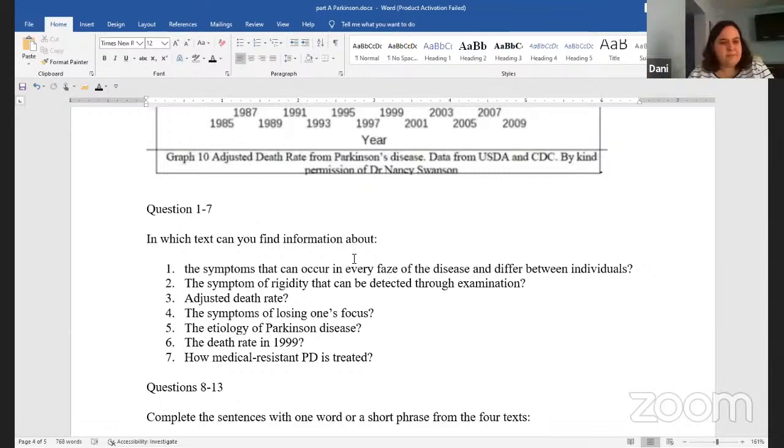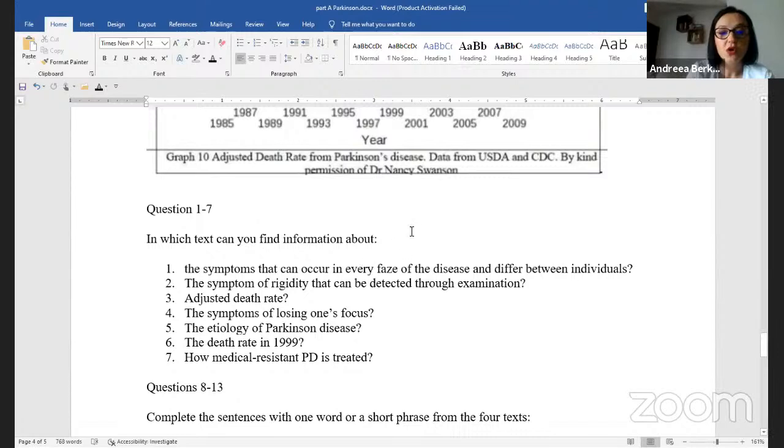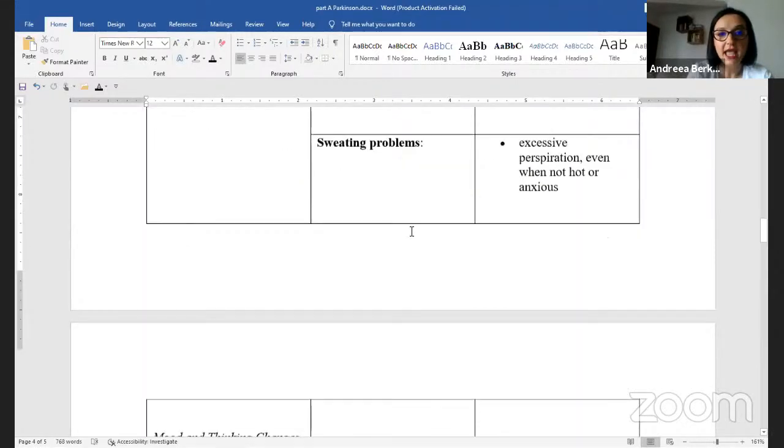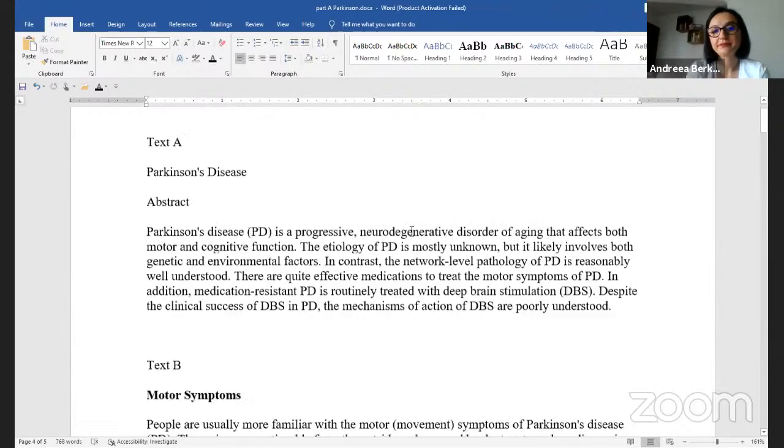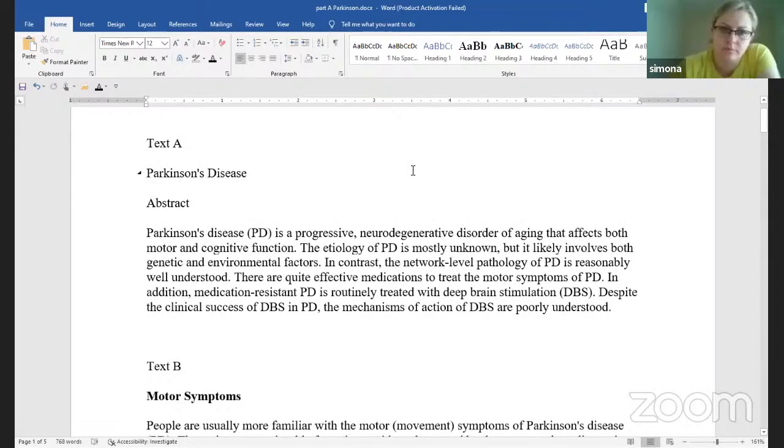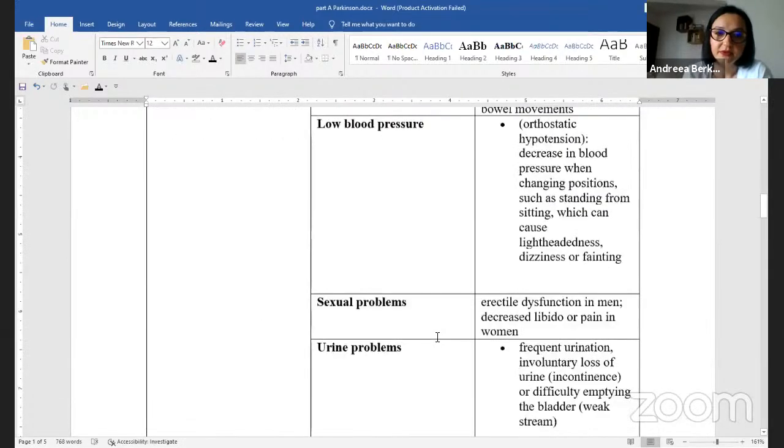This should be in the abstract. It should be in the abstract because I would talk about the etiology or any other general information on Parkinson's disease in an abstract, in an overview, in a short description of this disease. So I'll show you text A. The etiology, yes. Found it? Okay, so the etiology of PD is mostly uncommon. PD stands for Parkinson's disease. Good, that was fairly easy, wasn't it?